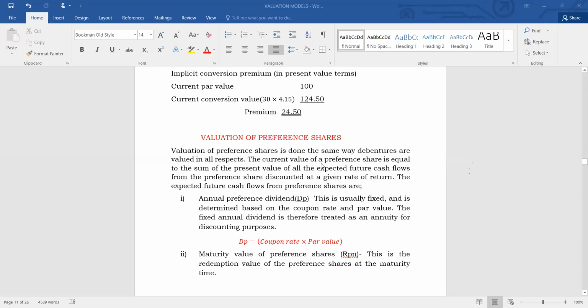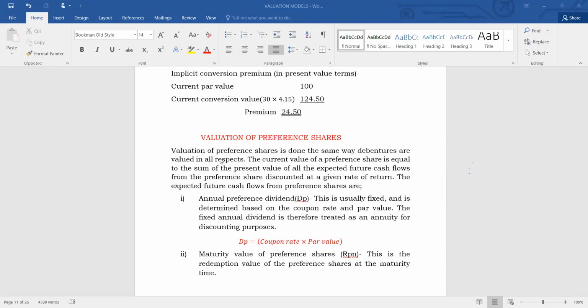The current value of a preference share is equal to the sum of the present value of all expected future cash flows from the share, discounted at a given rate of return. This is what we did with debentures. The current value of a debenture is the sum of the present value of expected future cash flows, whether it's redeemable, irredeemable or convertible. Now, which are these future cash flows from a preference share?